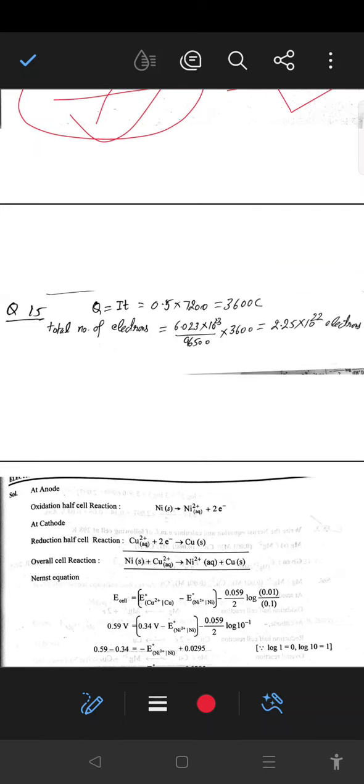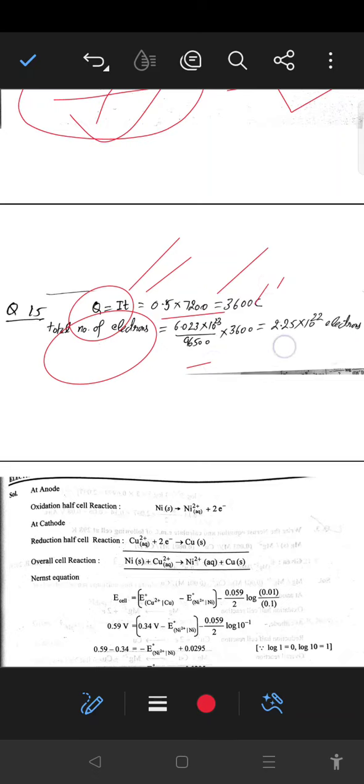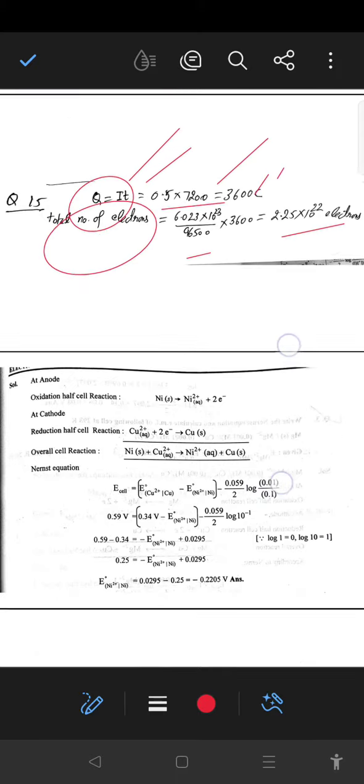Next question 15. So in this we have I value given, time given, so we will calculate the total charge, that Q is equal to I t. ठीक है. So we get 3600 coulomb. So the total number of electrons can be calculated by the formula: Avogadro number divided by the Faraday constant, multiplied by the amount of charge, we will get the number of electrons.